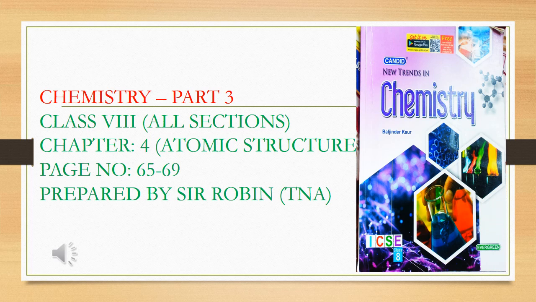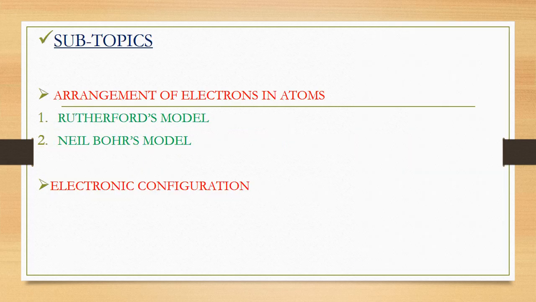So today we are going to deal with part 3 of the same chapter, chapter number 4, atomic structure, and the subtopics that we are going to deal with today are mentioned on page number 65 to 69 of your textbook. The subtopics are number 1, arrangement of electrons in atoms, and number 2, electronic configuration. Under arrangement of electrons in atoms, we are going to study two models: number 1, Rutherford's model, and number 2, Bohr's model.